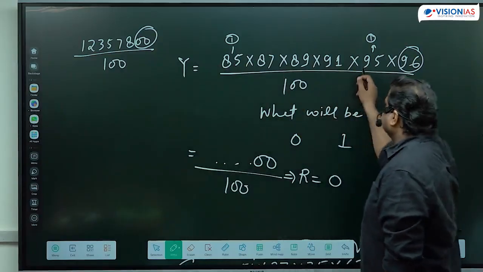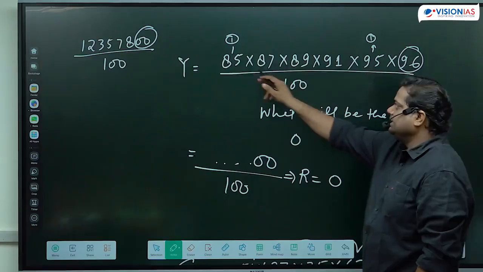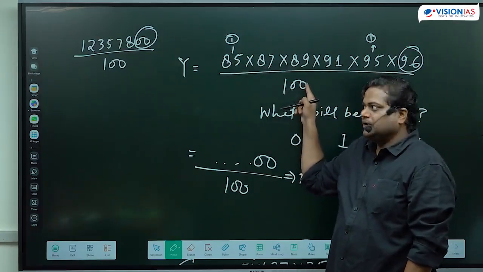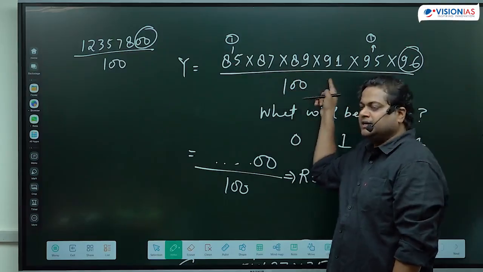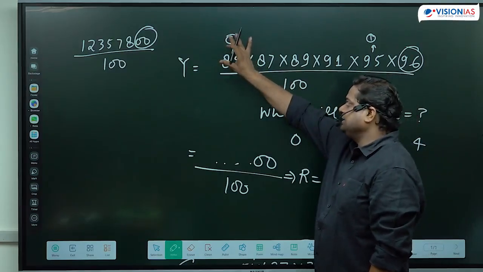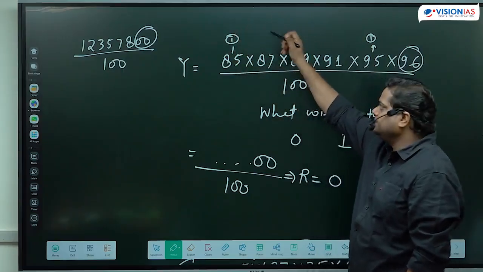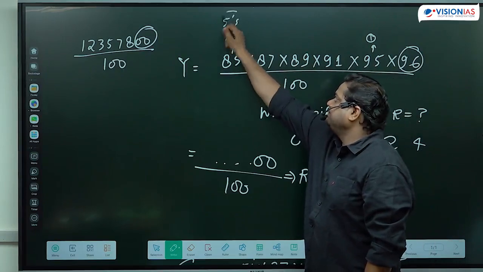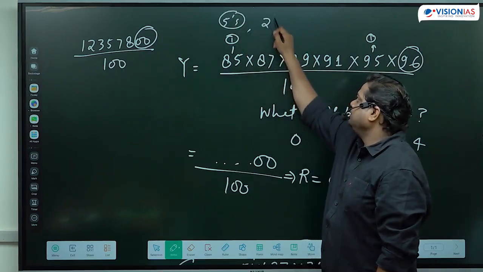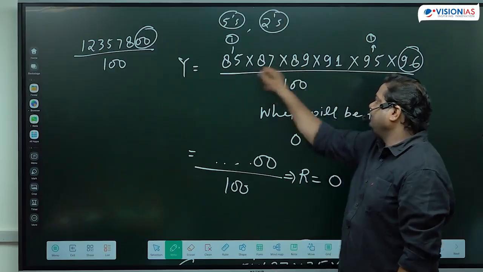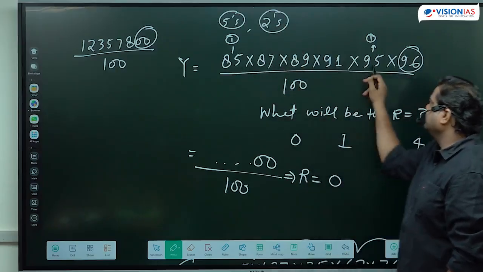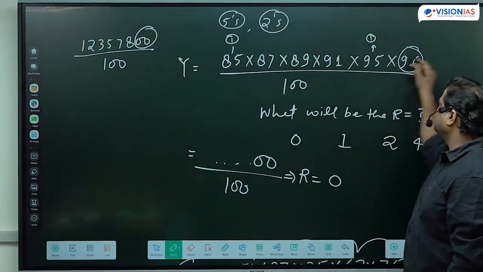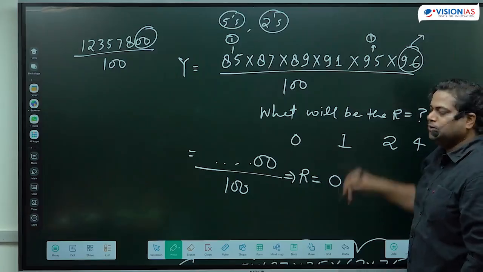So in this case, we want to check whether we are getting any 0 at the end. How many zeros we are getting at the end? For that, we can apply the number of zeros concept. We'll check how many 5s are there and how many 2s are there. If we check 5, we are getting 2, 2 5s. And number of 2s, in 96 we are getting more than 2.